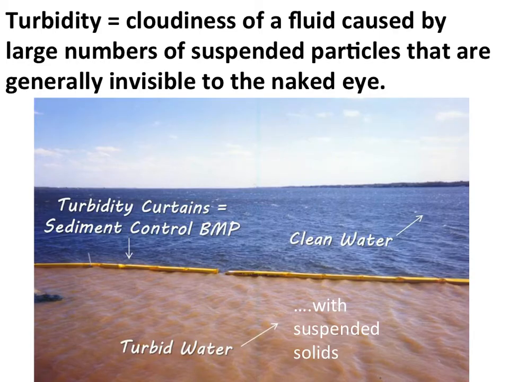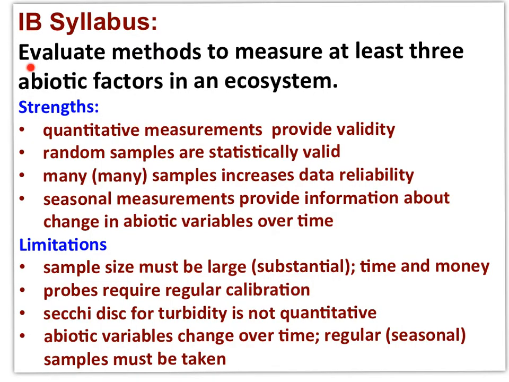Just to be clear, turbidity is the measure of the cloudiness of a fluid caused by large numbers of suspended particles that are generally invisible to the naked eye but can clearly be seen when you have turbid water. You need to be able to evaluate methods to measure at least 3 abiotic factors in an ecosystem.